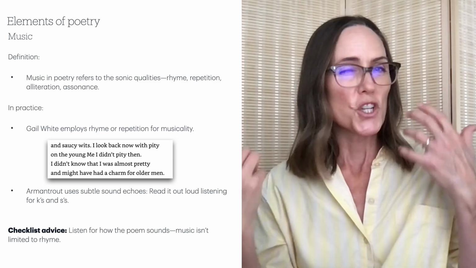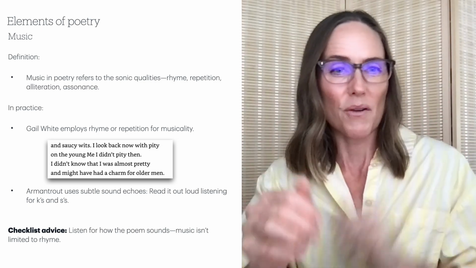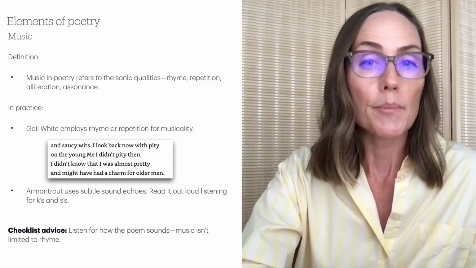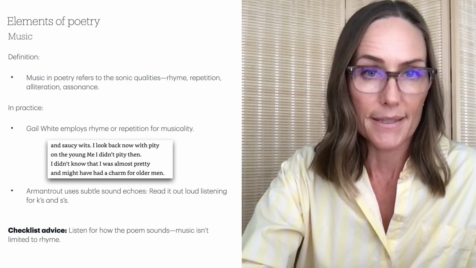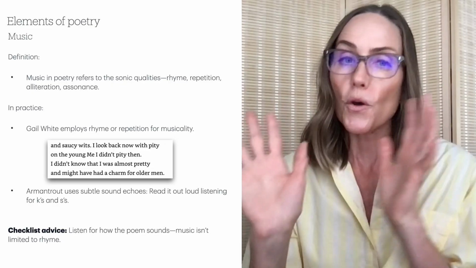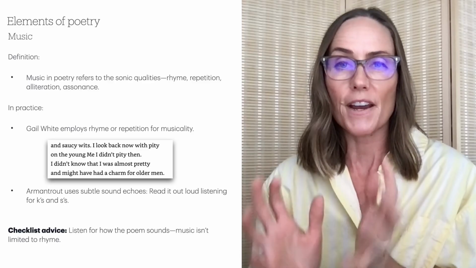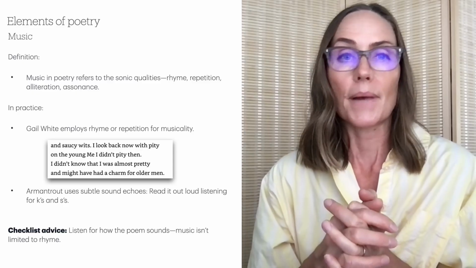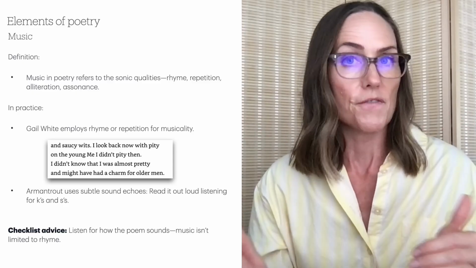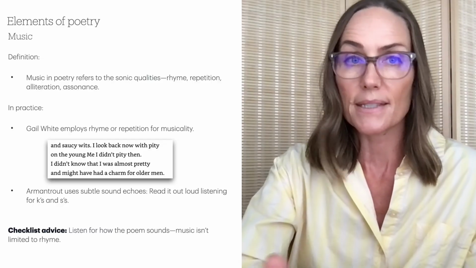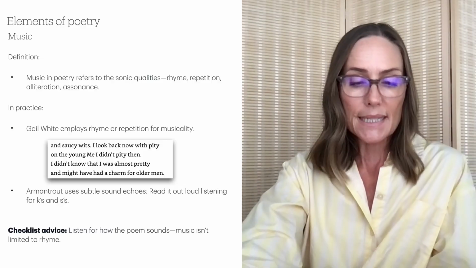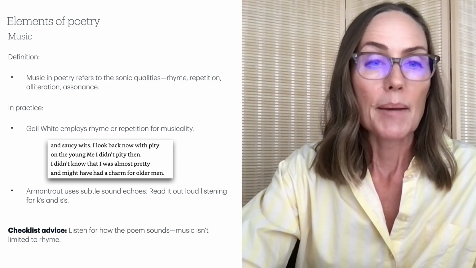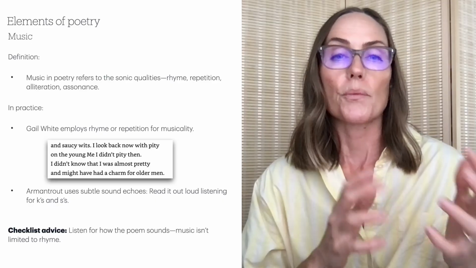Music. Now, again, we're very much in those sound elements that I was talking about. The definition of music in poetry refers to the sonic qualities like rhyme, repetition, alliteration, and assonance. All of those different things are very deeply explored in your text, so make sure you spend some time with that. Again, this is a high level, rapid fire overview of the elements of poetry today, so I'm just giving you the basics. In practice, in Gail White's prom poem, we hear music in the rhyme or the repetition.